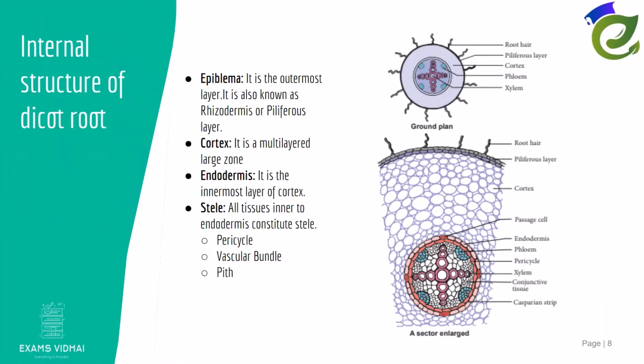Now coming to the internal structure of dicot roots, the outermost layer is called the epiblema. It is also called the rhizodermis or piliferous layer.